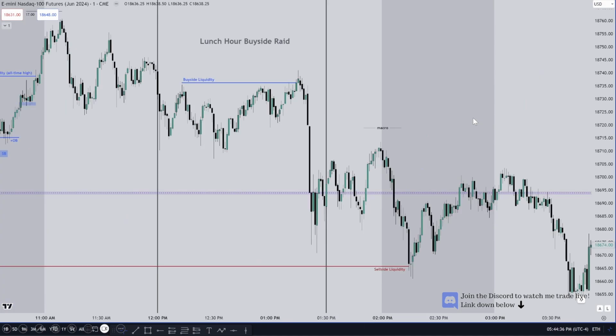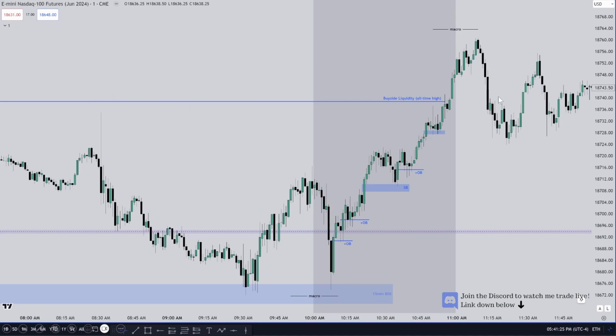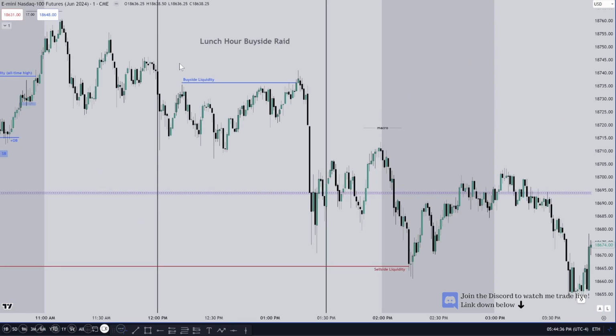So if you want to trade the lunch hour, okay, and you're looking for shorts, you understand that we were in a premium. You understand that we ran all-time highs. You understand that traders made money going long all morning. All right, you understand that we're likely to reverse and take out all these profitable traders down here. If you understand that and you're looking to short during the lunch hour, wait for manipulation to occur.